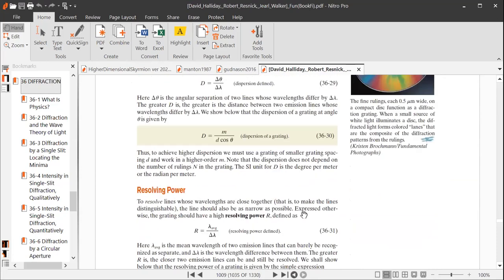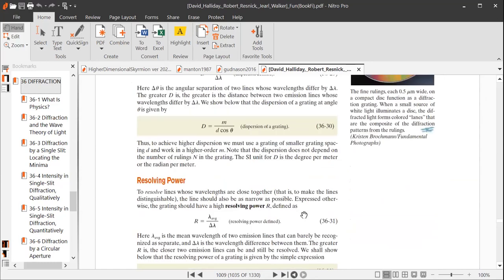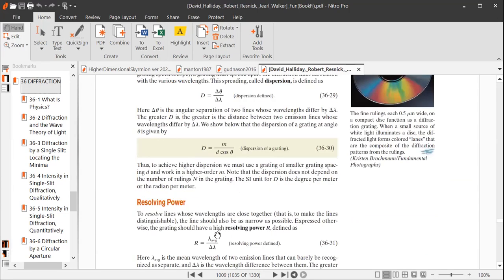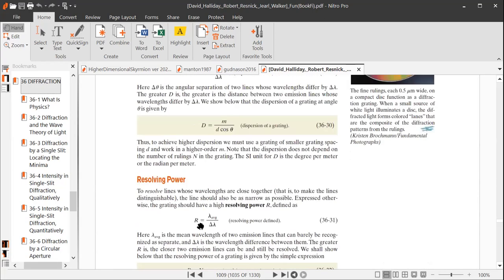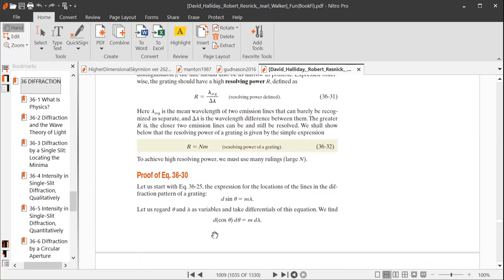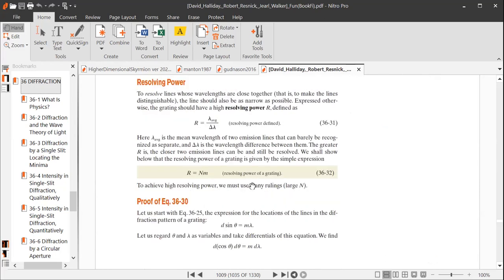And then for resolving power, it is also related to the splitting. This R is lambda average over delta lambda. What does it mean? The lambda average is the average of the lambda we consider, over delta lambda. And this R is N, the number of gratings, times m, where m is the order of this maximum. Any question?